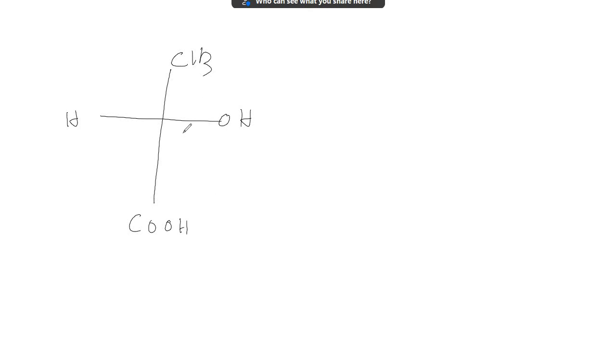Out of 24 arrangements, it is one of the arrangements. In this case, whether it rotates plane polarized light to the right or left, that I don't know, but I can find it out. How can we find it out? Two equivalent rotations give the same optical rotation as that of the original compound. If I make two equivalent rotations, that means I can do it this way.